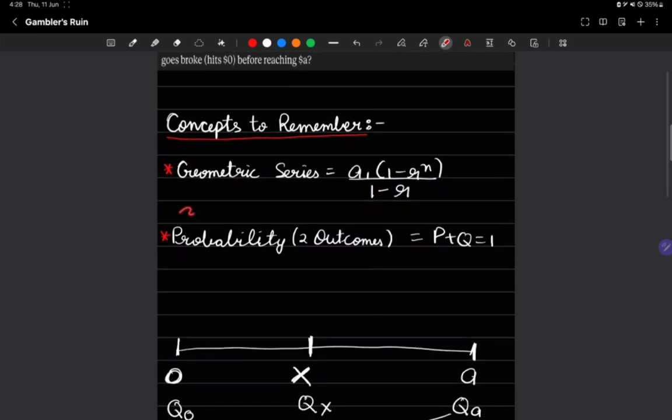And then there is the summation of two outcomes' probability. For example, if there were n outcomes, still the probability will lie between 0 and 1. That's why the probability is 1 here, because there are two outcomes: either the gambler is winning or losing.